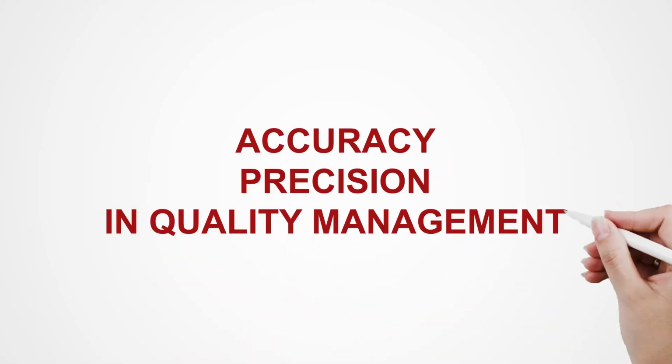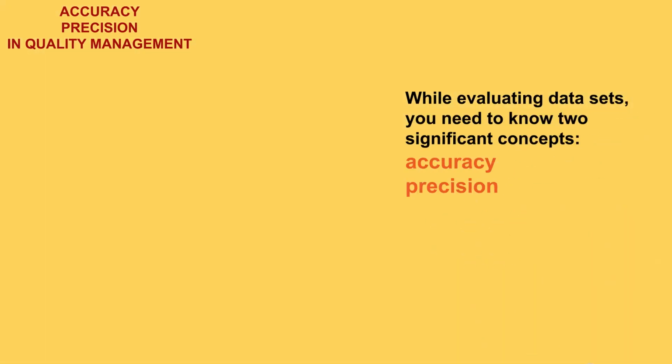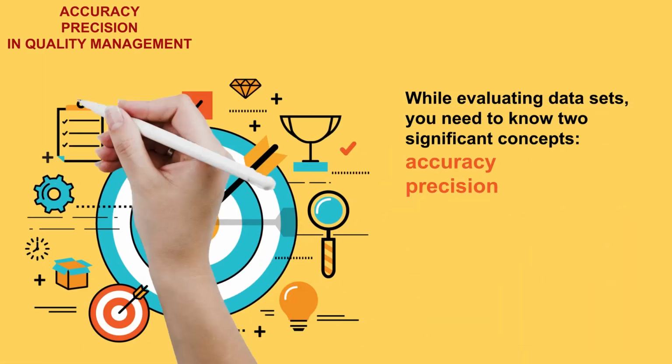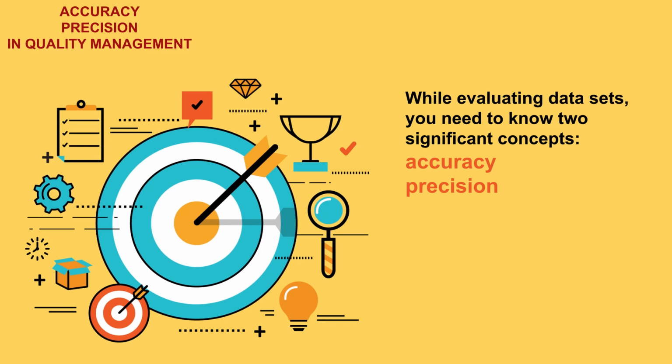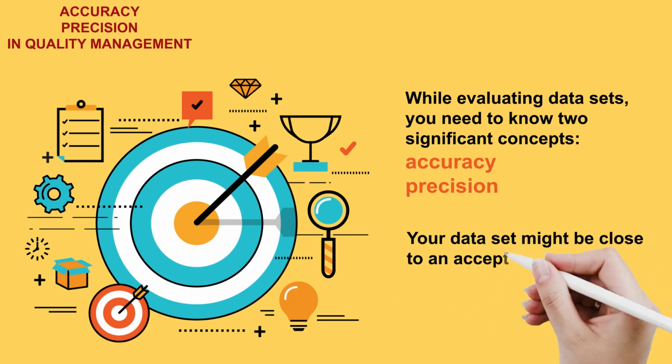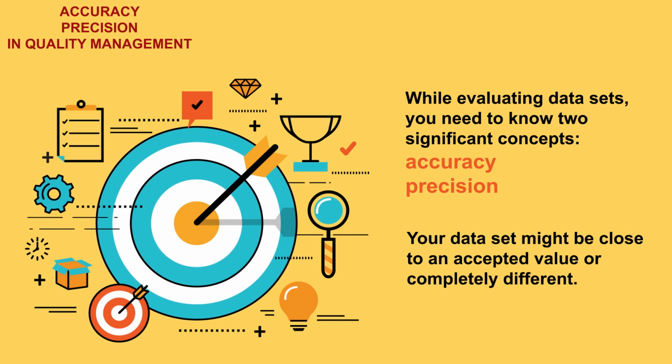Accuracy. Precision. In quality management, while evaluating datasets, you need to know two significant concepts: accuracy and precision. Your dataset might be close to an accepted value or completely different. So how can you point out if the measurements are close to the target or not?